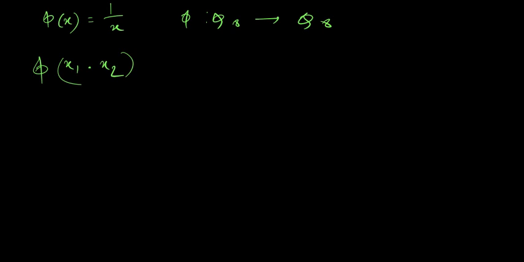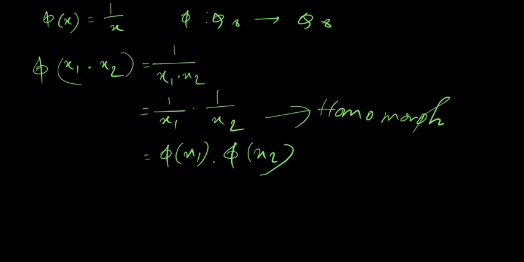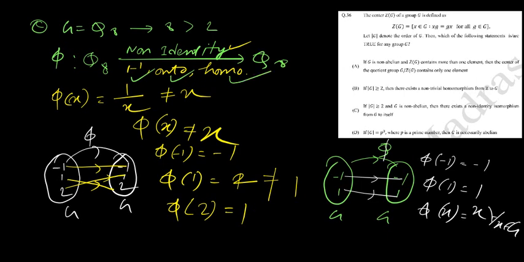So phi of x1 dot x2 will be 1 by x1 dot x2. So this equals, I can write this like that, 1 by x1 dot 1 by x2. So this equals phi of x1 dot phi of x2. So phi is a homomorphism. So this is a correct example for this option.